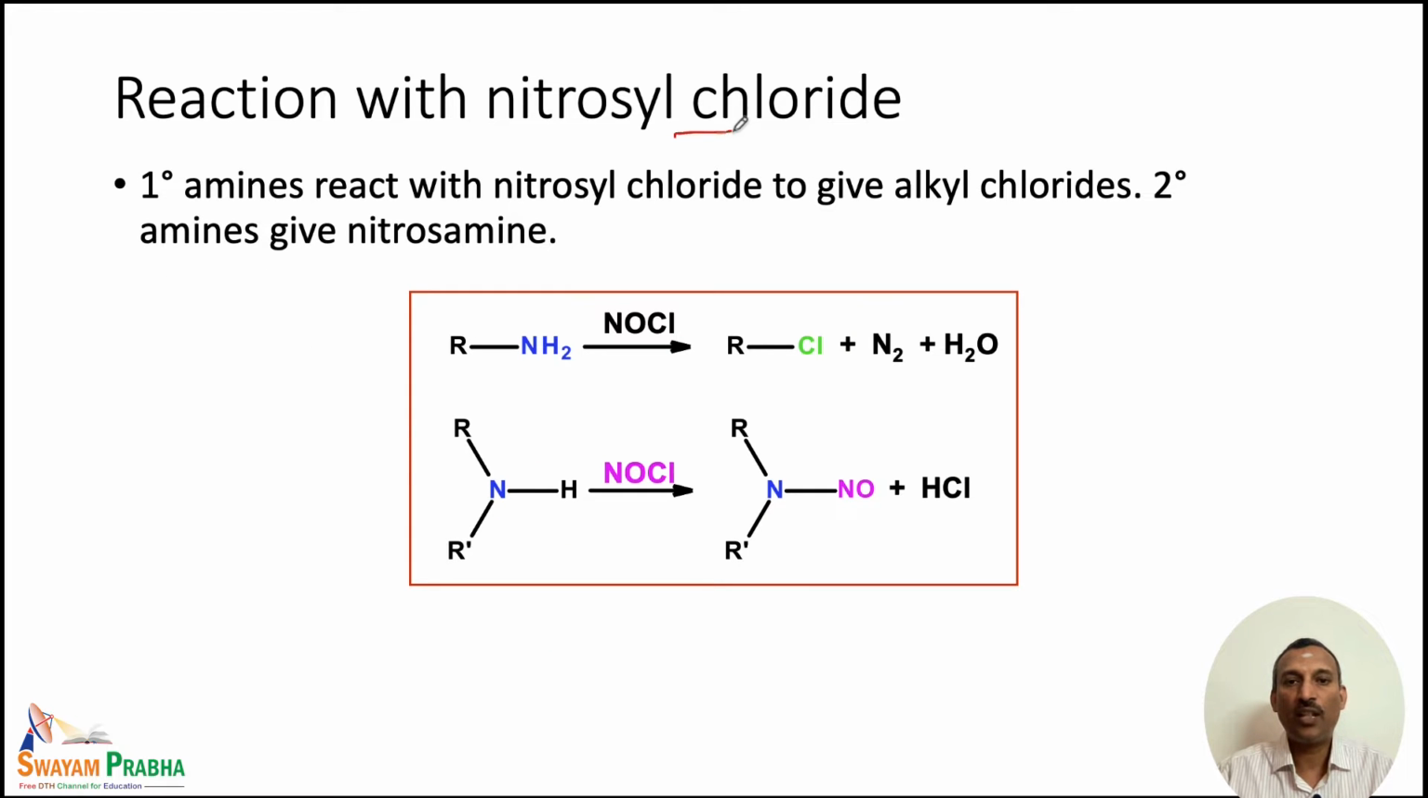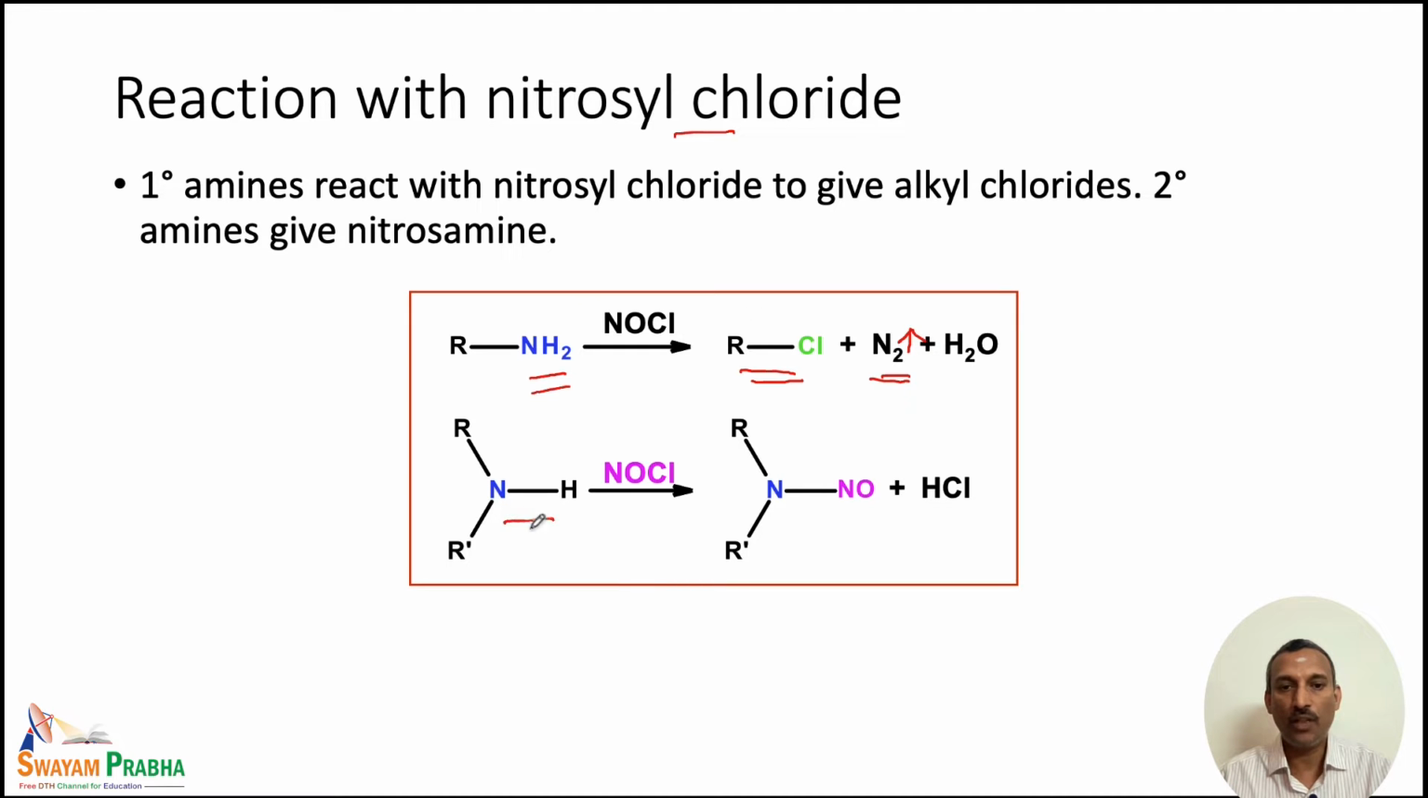The next one is the reaction with nitrosyl chloride. An amino compound, especially a primary amine, when reacted with nitrosyl chloride, leads to alkyl halides as the major product with the concomitant loss of nitrogen gas. This reaction is very facile because nitrogen is formed as the byproduct which escapes from the reaction medium. So the reaction proceeds very effectively.